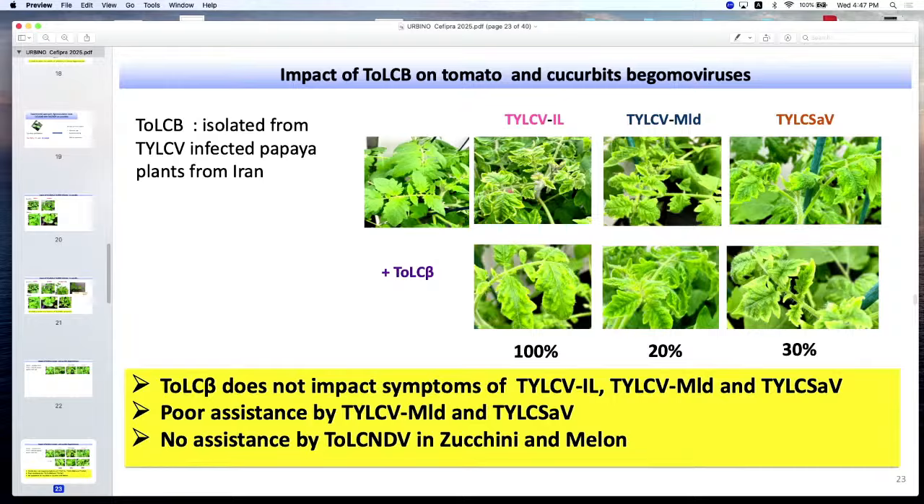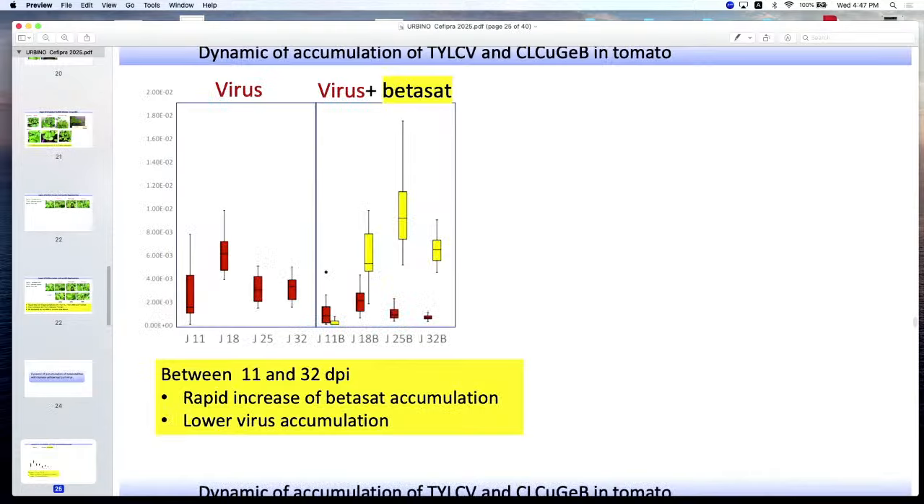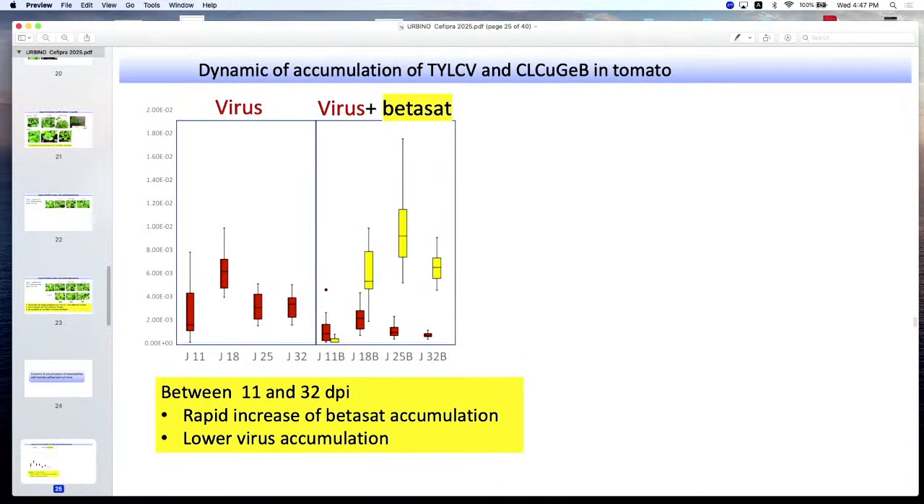So you see, it depends on the virus, it depends on the host, and it depends on the satellite. So you never know what will happen. Then we followed the dynamic of accumulation of the satellite with our virus, which is tomato yellow leaf curl virus. This is the dynamic of the virus alone in the plant. And when you add the satellite, you see that the virus accumulates at a lower level when the satellite is there. So there is a cost for the virus.